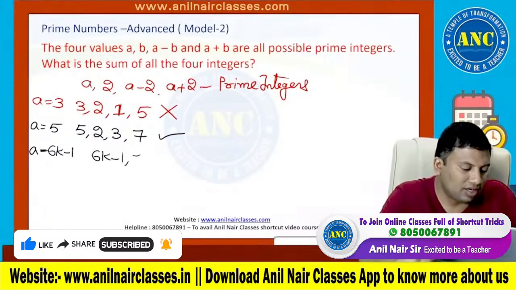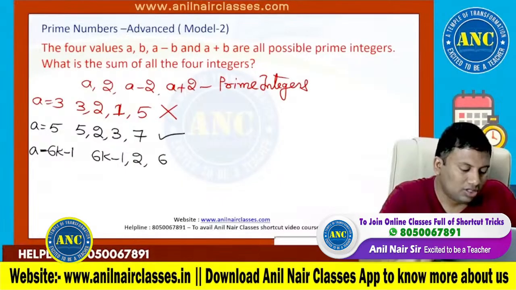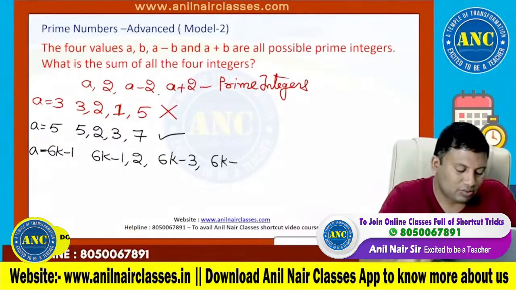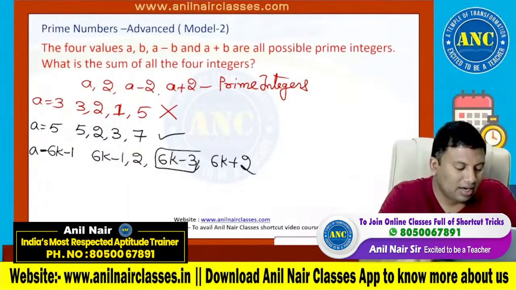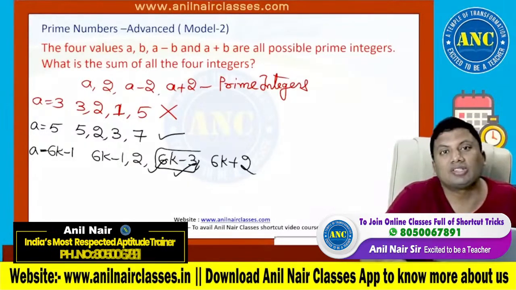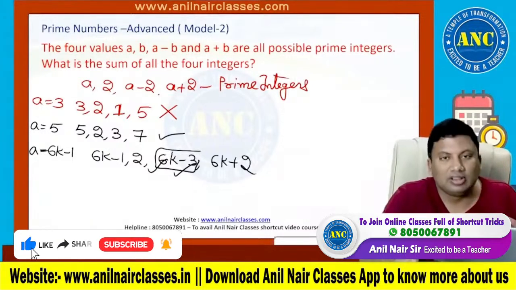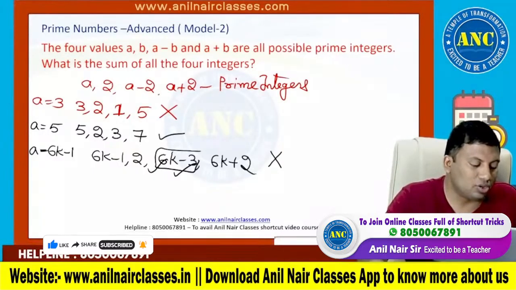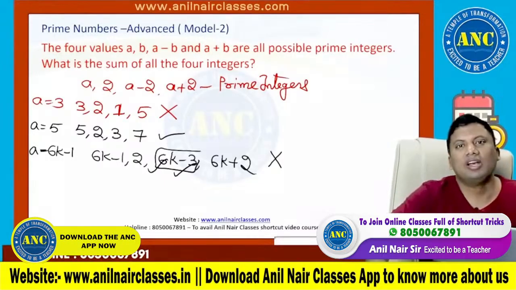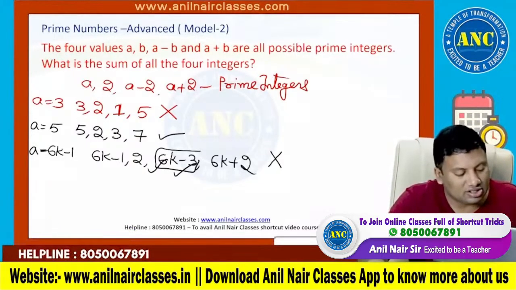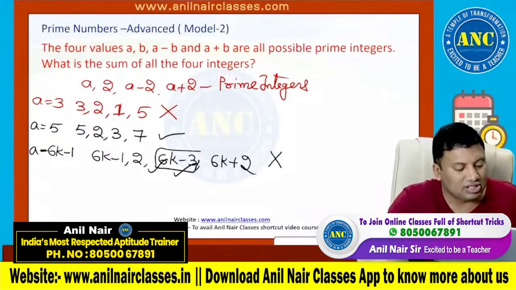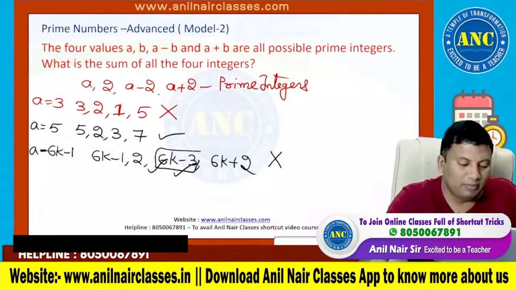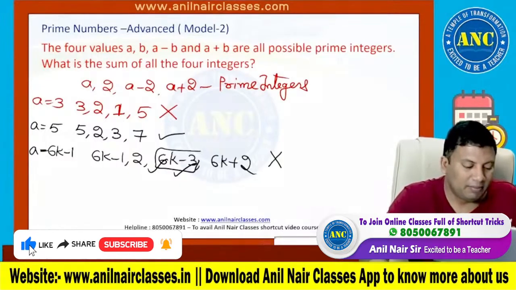6k minus 1, comma 2, 6k minus 1 minus 2, 6k minus 1 plus 2, 6k minus 3, divisible by 3. The answer will be divisible by 3. So there is no number other than 3 which is divisible by 3. Any prime number after 5 could be 6 into 2 minus 1, 6 into 3 minus 1, 6 into 4 minus 1. There exists no prime number other than 5 which is of the form 6k minus 1 that will make these quadruple prime numbers. A minus 2, 6k minus 3 is divisible by 3.